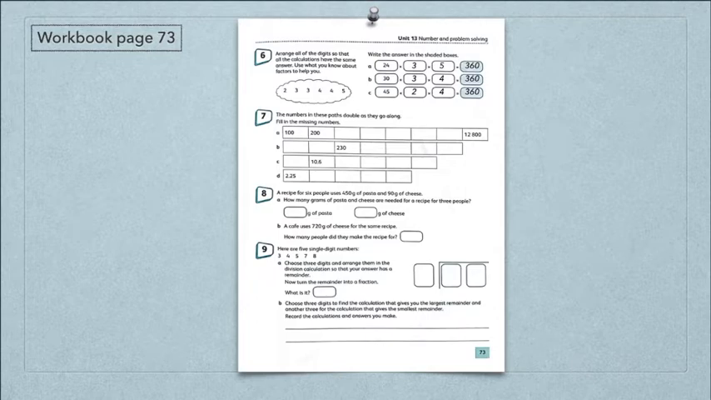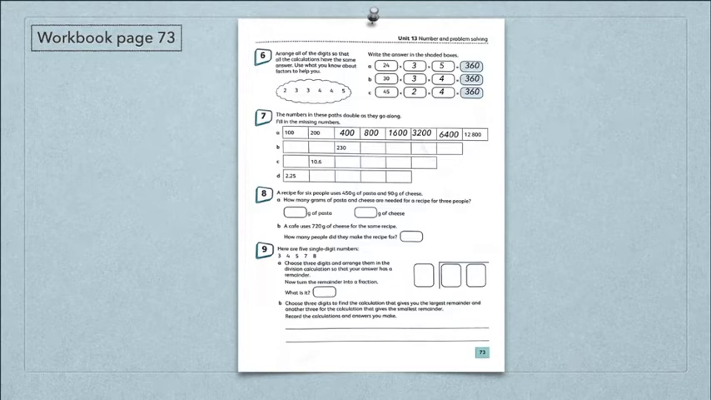Question number 7. The numbers in this path double as they go along. Fill in the missing numbers. So as numbers, we will have 400, which is the double of 200. Then double 400 is 800, 1600, 3200. Now, in order to double 3200, leave the zeros, double 32, 64, add the 2 zeros in front, 6400 and 12800.